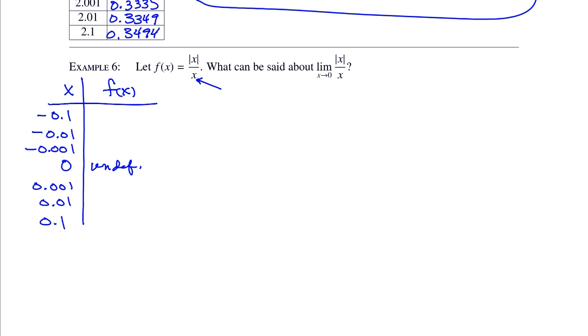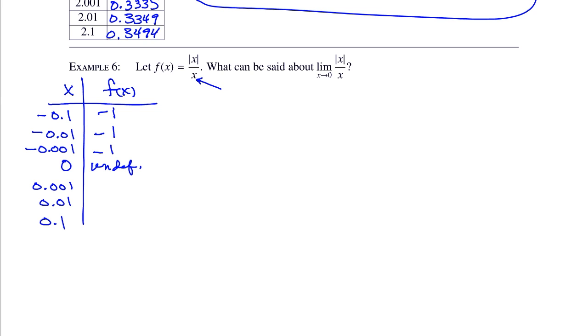Can I clear them out? Yeah. I hit delete, clear them all out. And let me type these in. So negative 0.1 is negative 1. Negative 0.01 is also negative 1. Negative 0.001 is negative 1. They're all negative 1. Are they all going to be negative 1?